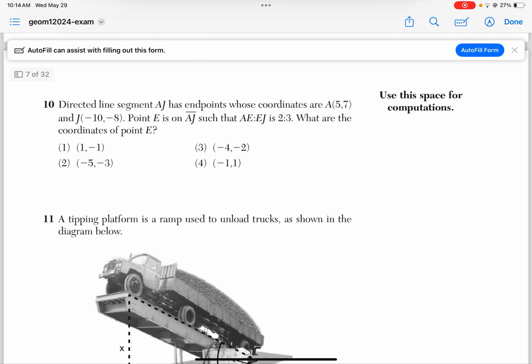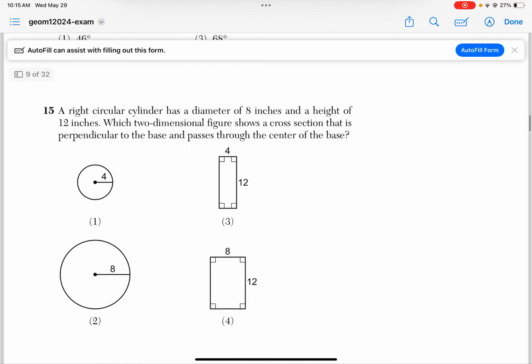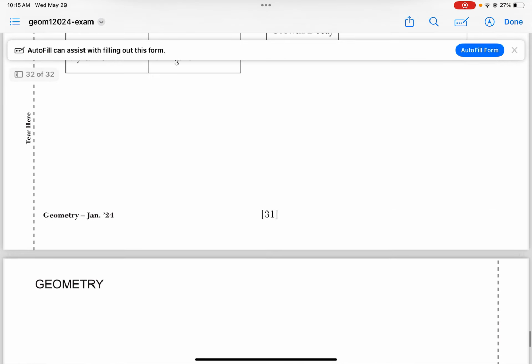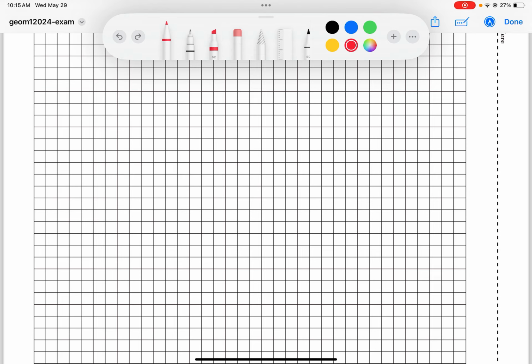Number 10, we have a directed line segment, and we're looking at a partition. So let's go back to that graph and plot these and have a look at it. So we have 5, 7. So let's give ourselves some axes. Remember, they give you this in the back. And let's do that. So one was 5, 7. So 1, 2, 3, 4, 5. 1, 2, 7. And I believe the other was -10, -8.